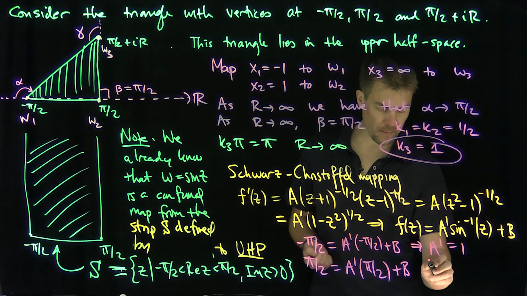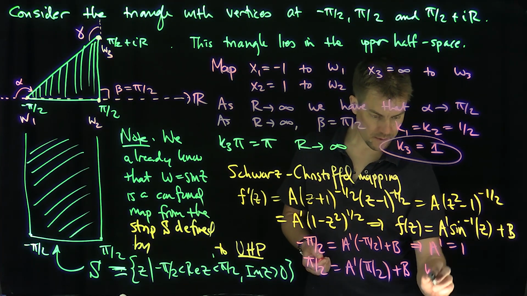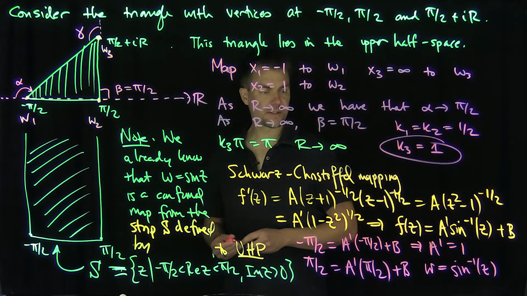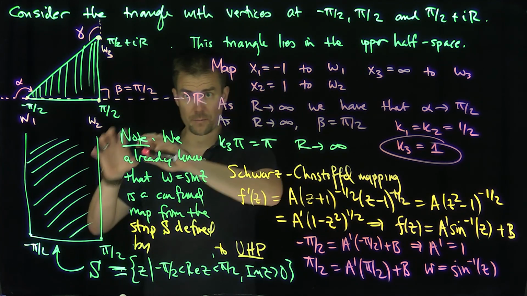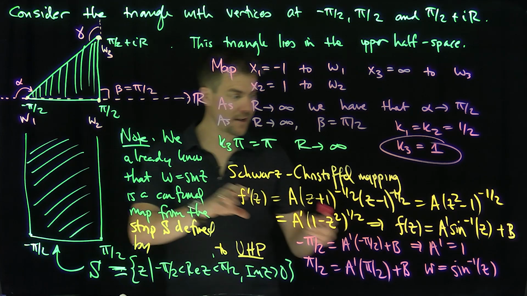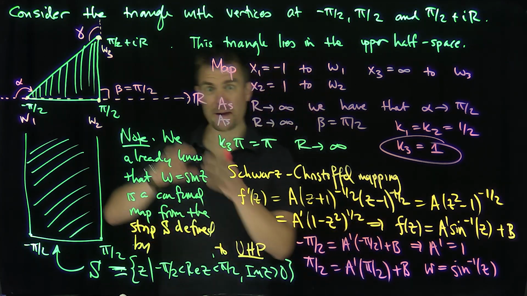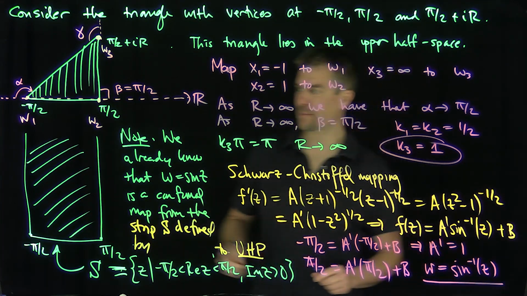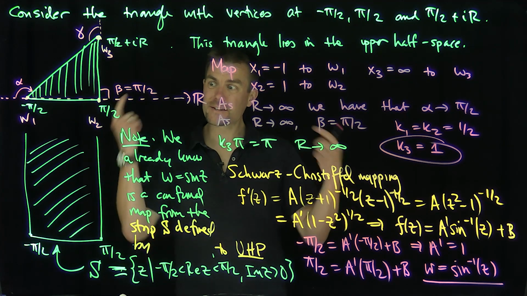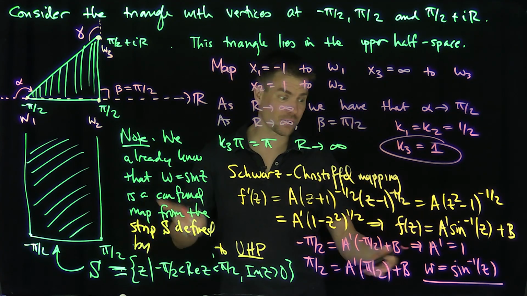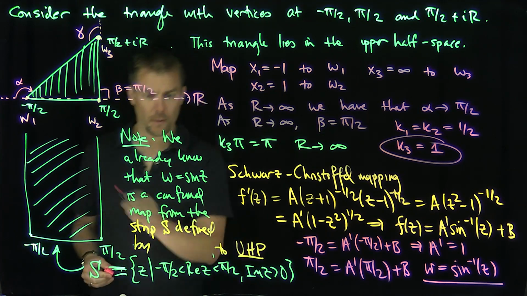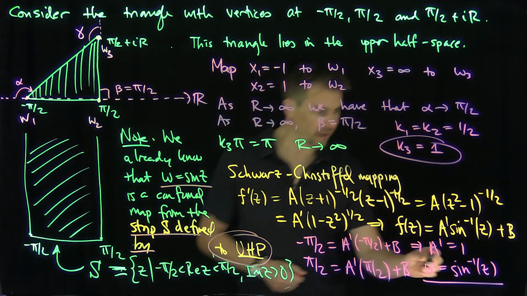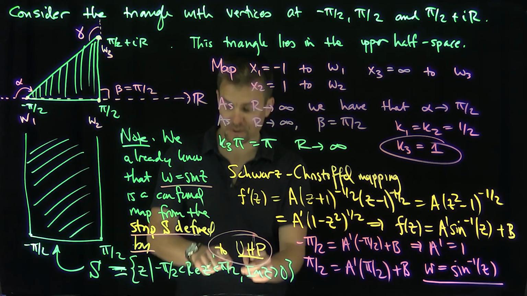So a prime is 1, therefore your conformal mapping w is what? w is sine inverse of z, right? Now this is a mapping from what? Sine inverse of z is a conformal mapping from the upper half plane onto this strip, right? Therefore, sine of z is a map from the strip to the upper half plane. So it makes perfect sense, right? Because we already knew that w equals sine of z is a conformal map from the strip to the upper half plane. Therefore, we now know that sine inverse is a map of the upper half plane to the strip.